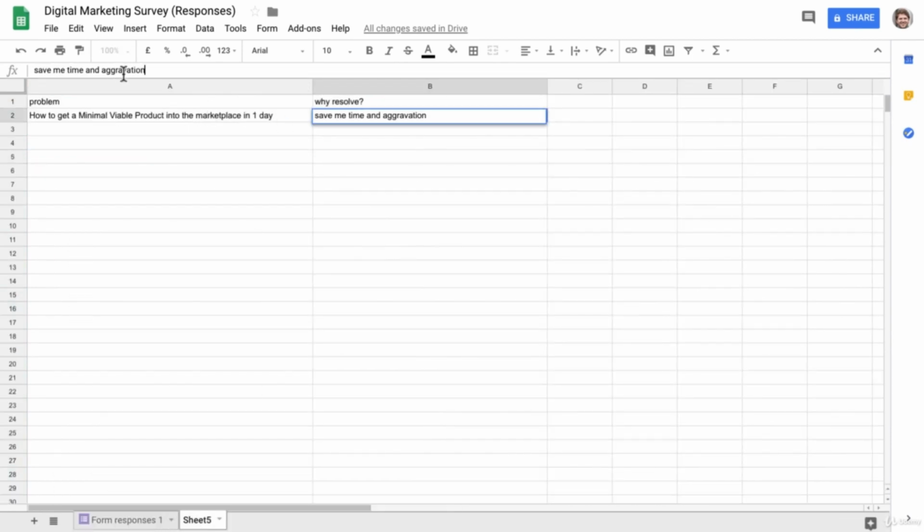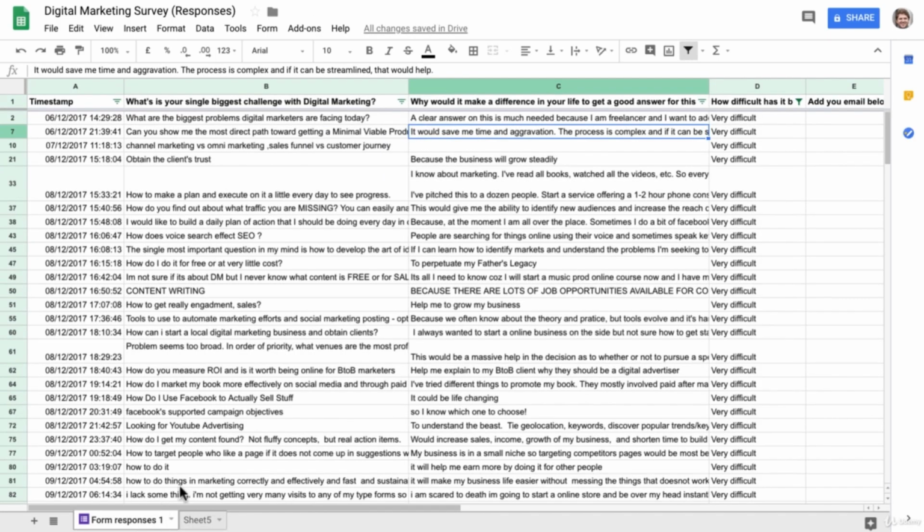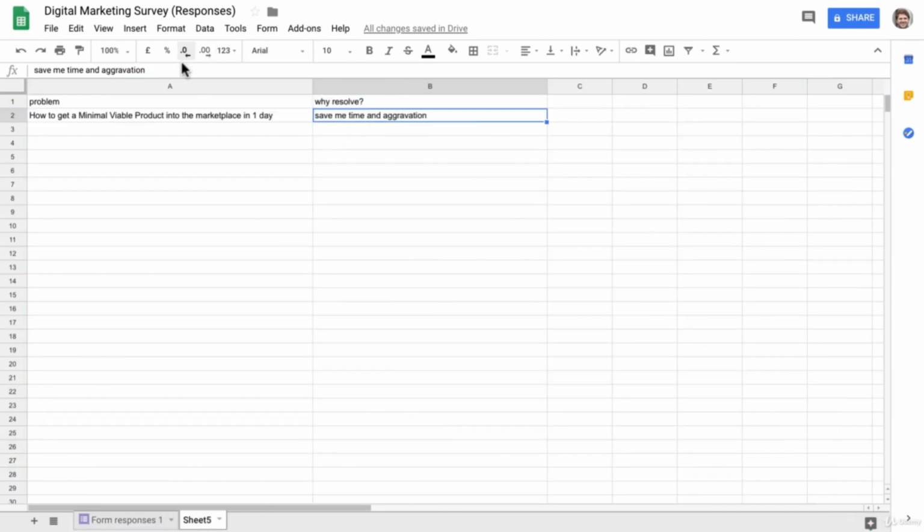So, why do they want to resolve this? Why would they buy our product or read our blog post? It's to save time and aggravation. And they're really looking for a streamlined process. So that's another benefit of them maybe buying our product or service or reading our blog post. So get a streamlined process.